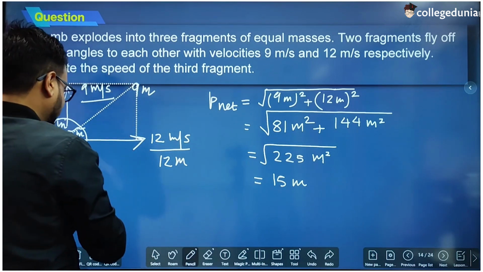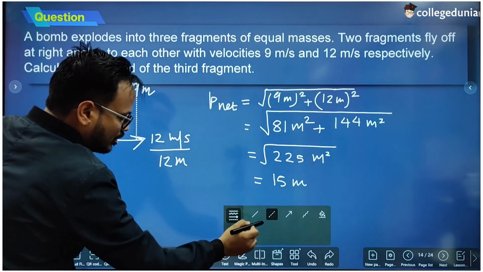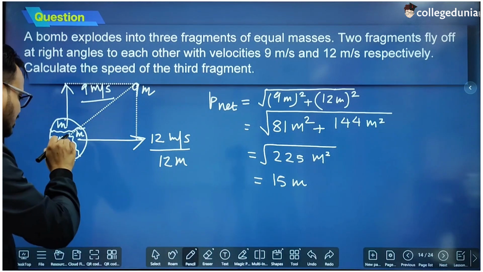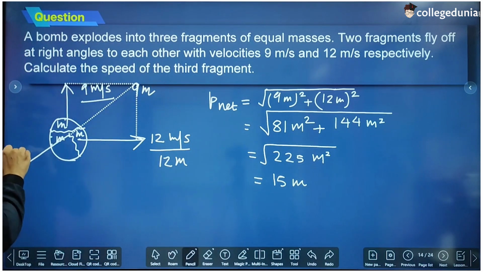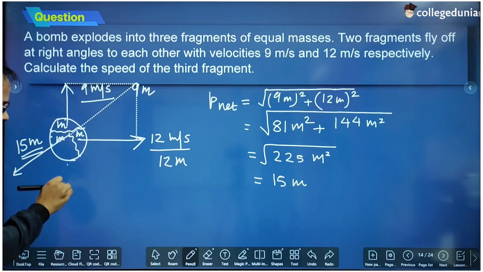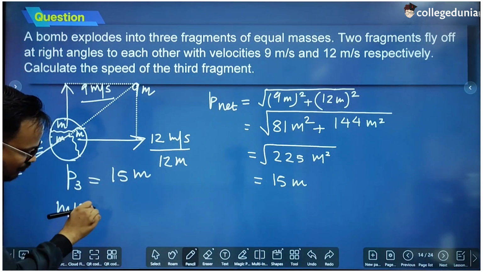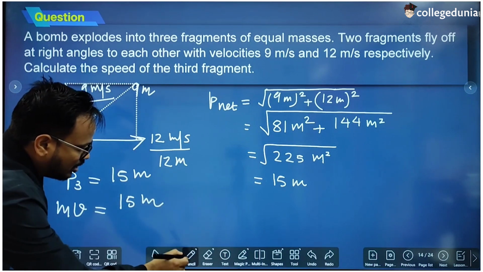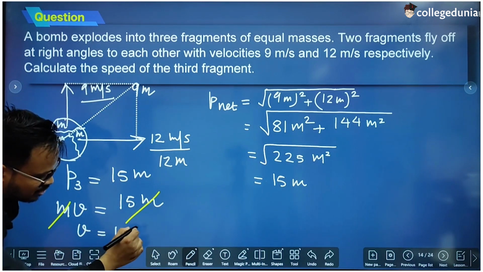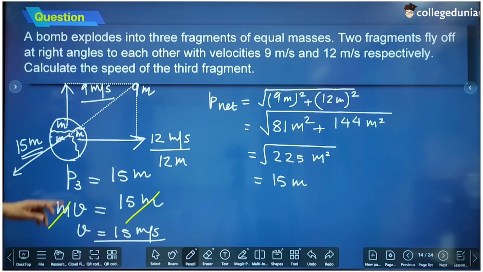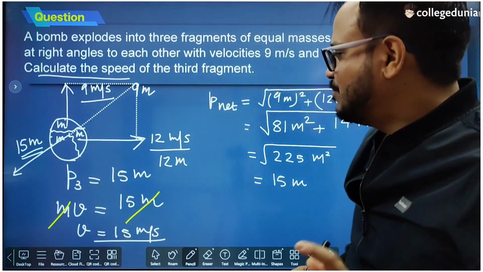So the momentum of the third particle should be exactly equal and opposite to the resultant of these two, so that the net comes out to be 0 here. And what is the resultant? It is 15m. Then the momentum of this particle should also be 15m. Momentum of third particle P3 should also be 15m. And since the mass of the third particle is also m, if we cancel m by m, we get that the velocity of the third particle should be 15 meter per second. Calculate the speed of the third fragment. Speed of the third fragment is 15 meter per second.